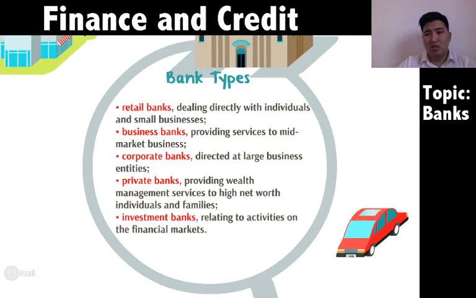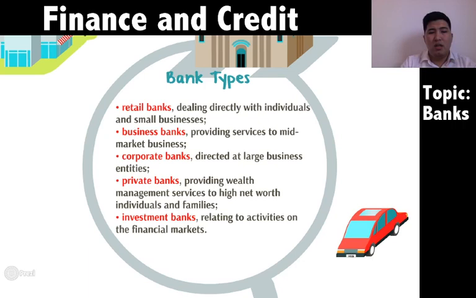Next, bank types. There are a lot of types of banks. These are some examples. The first one is retail bank. Retail bank, as it says, works only with individuals or small business, so its capital is much smaller. Next come business banks. A business bank is larger than a retail bank, and it works with mid-market business. Next come corporate banks. Corporate banks are big banks, and they work with large business entities, with corporations.